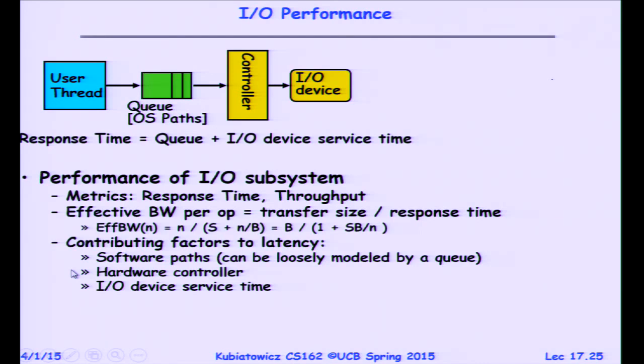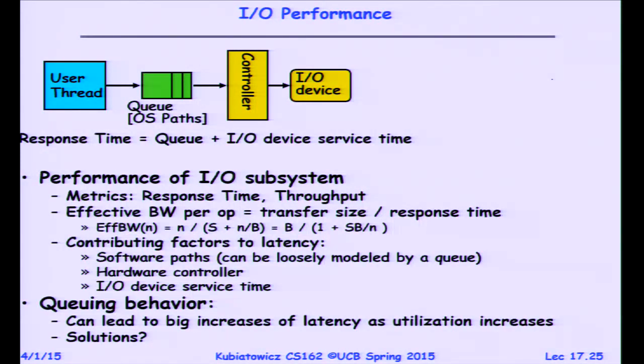Well, certainly software paths through the operating system are a key contributor of overhead, and that can loosely be modeled as a queue with some qualifications. The hardware controller and I/O device time, those are hardware elements. Okay, so we're now going to talk about, can we even talk about the software component? And that's going to be this green element.